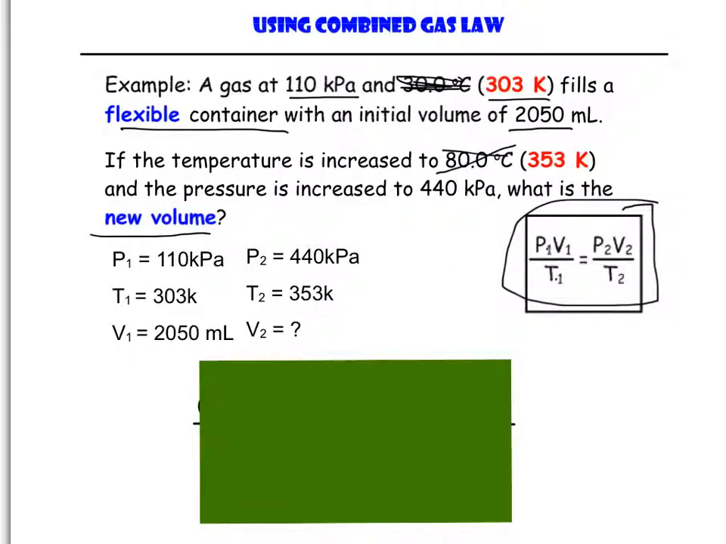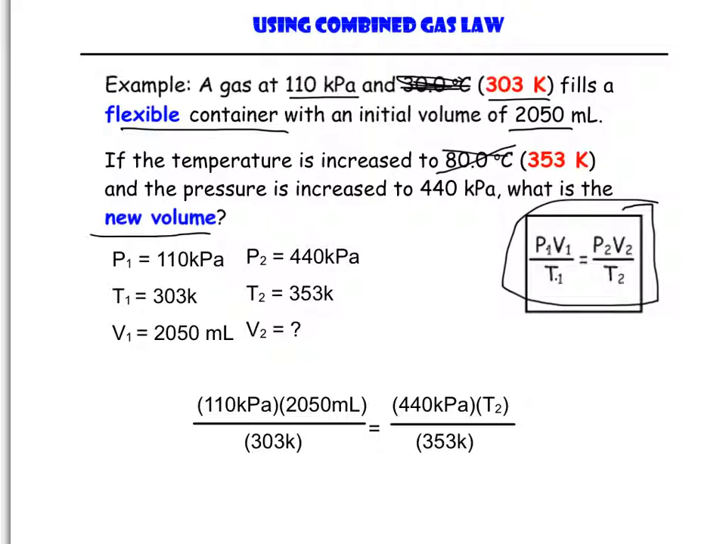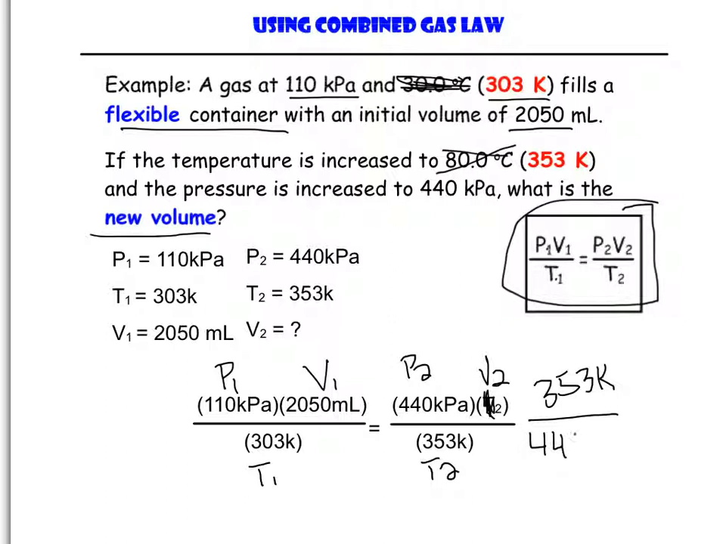So if we start solving this and plug in our variables, we have our P1, V1, and T1 is equal to our P2, and I'm sorry, this should not say T2 up top here, this should say V2. That's what we're solving for, and then we have our T2 on the bottom. So to get this 353 Kelvin on bottom to cancel out, I need to put that on top. It's just like solving dimensional analysis problems. And to get this 440 kilopascals on top to cancel out, we need to divide by 440 kilopascals.